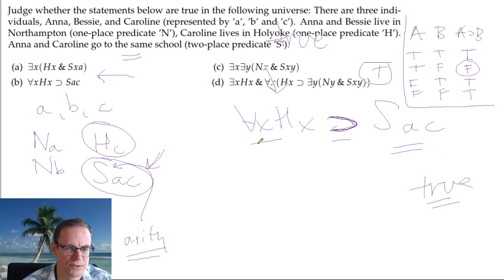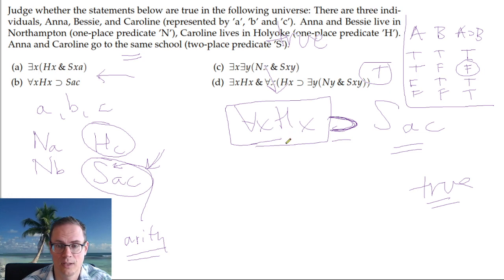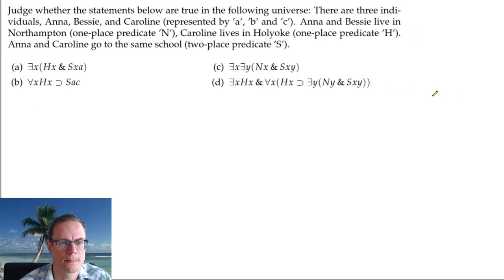But for completeness' sake, we can check whether the antecedent is true. It says everything in the domain is H. Well, we have three people, A, B, and C. Do they all have property H? Do they all live in Holyoke? No, it's false. So basically we are on line 3 of the horseshoe truth table. We go from false to true. Okay?